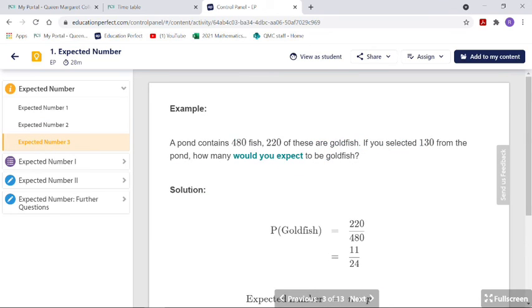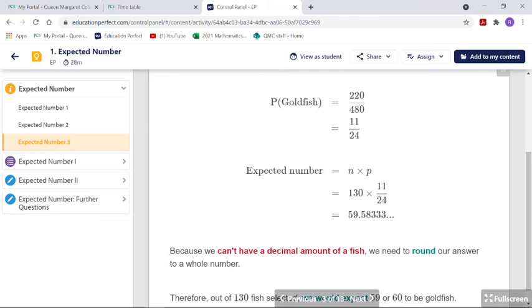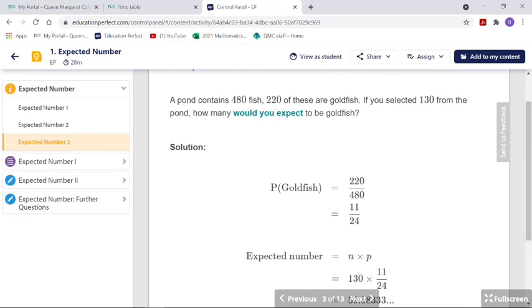Let's see. Here we go. Here's just another one where you have to do the probability first. A pond contains 480 fish. 220 of those are goldfish. If you selected 130 from the pond, how many would you expect to be goldfish? Well, first we need a probability. Goldfish is 220 out of the 480 total fish. So that gives us the probability there. And then we're going to select 130.